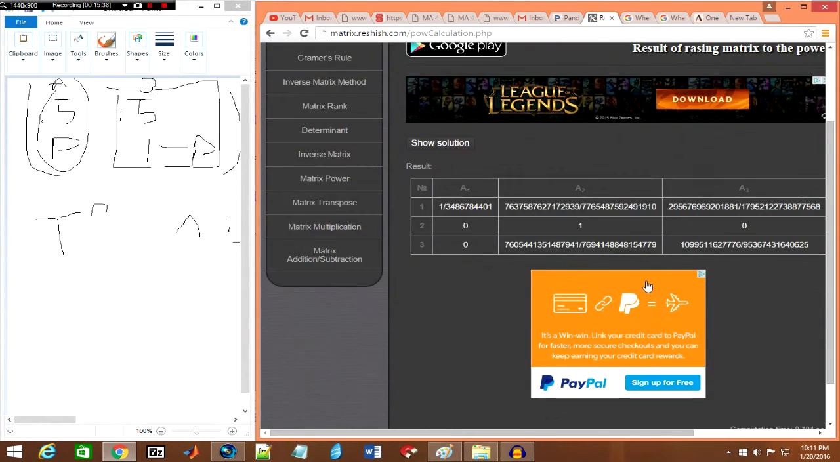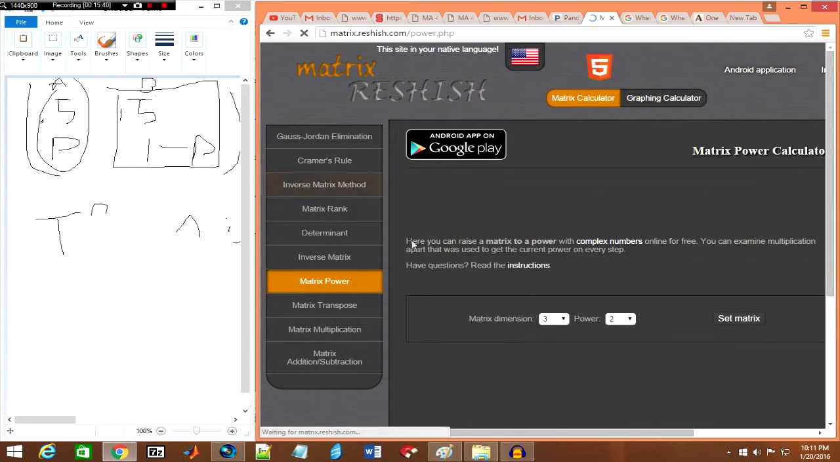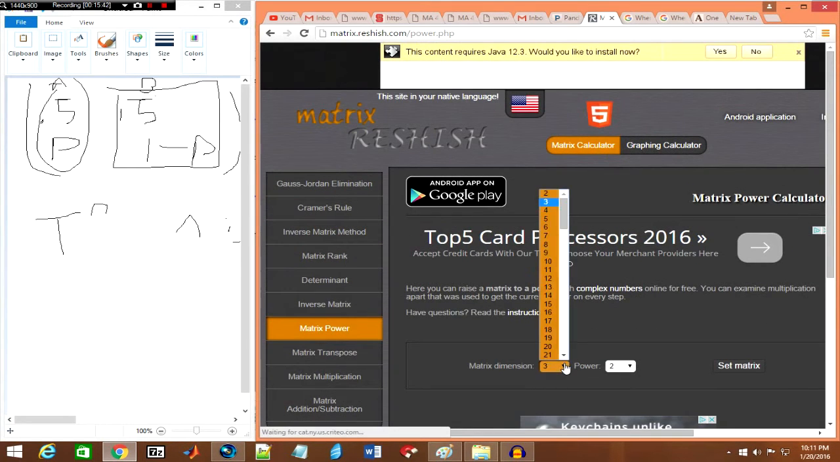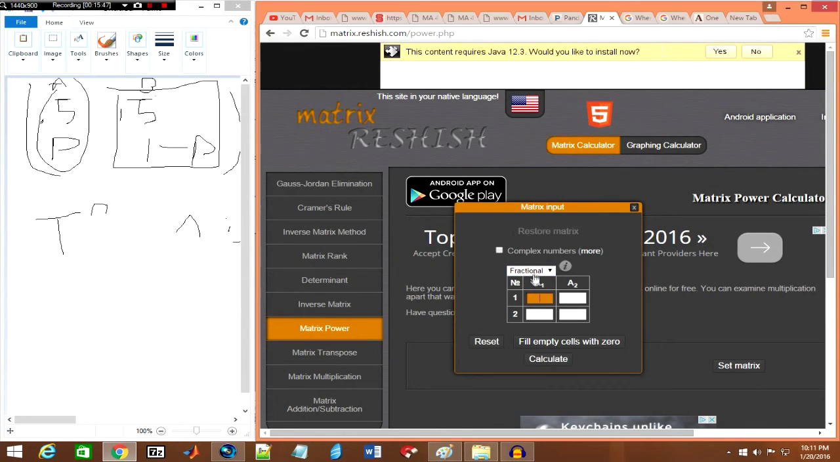All right. So we're going to go to matrix power right here. We're going to do a 2 by 2 matrix. We're going to put it on power 100. So I'm going to put this as decimal. We're going to put 0.5, 0.5, 0.1, and 0.9. The reason I know that it's 0.1 and 0.9 is because they have to add up to 1.